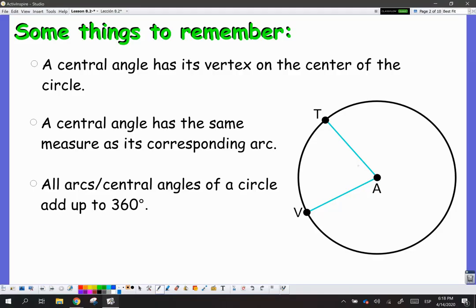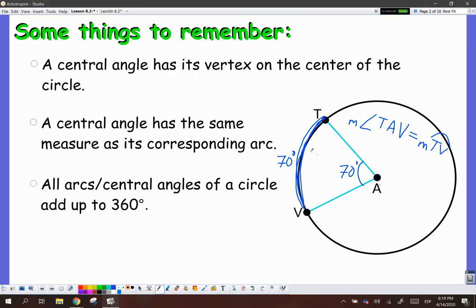So I have this central angle here. We have angle TAV. And I know that it's a central angle because its vertex is on the central point of the circle, point A. Now we also know that the measure of central angle TAV is equal to the measure of arc TV. In other words, this piece right here. So if this angle measured 70 degrees, for example, then the arc would also measure 70 degrees.